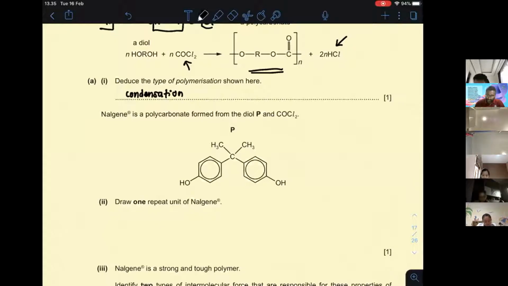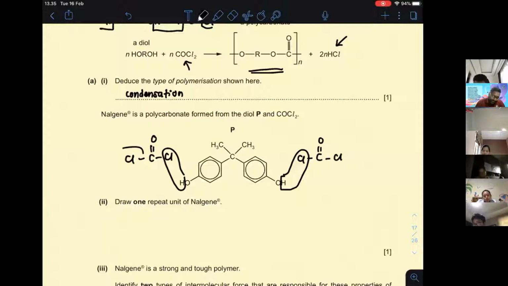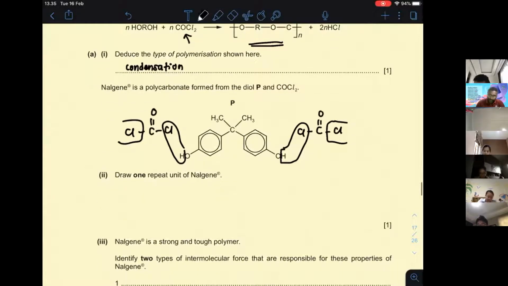So something similar. If I have C double bond OCl, Cl, what will happen? Let's say I just put another molecule over here. So a similar reaction will happen. The H will go out with the Cl, and this H will go out with this Cl. Similarly, this one will also go out, this one will also go out, but they want one repeating unit, not the entire polymer. So how do I draw? I'll just redraw this one again.